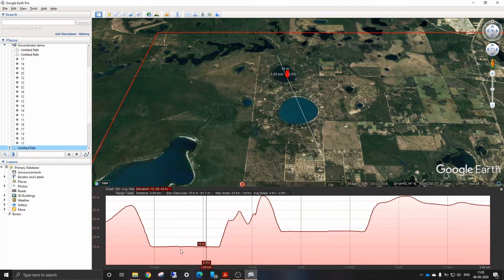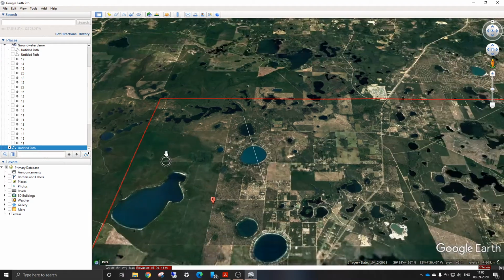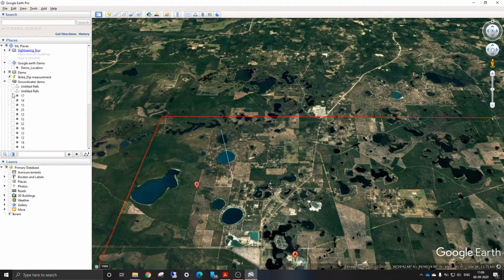Here as you can see, the elevation change across the bank is very sharp, because these sinkholes are formed by collapsing of the upper surface. The slope at the bank is very steep, but this is not the case where the water body is a surface water body.